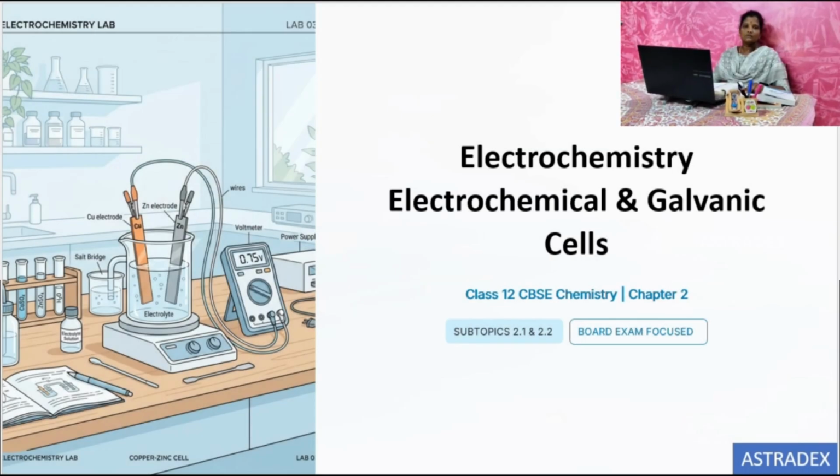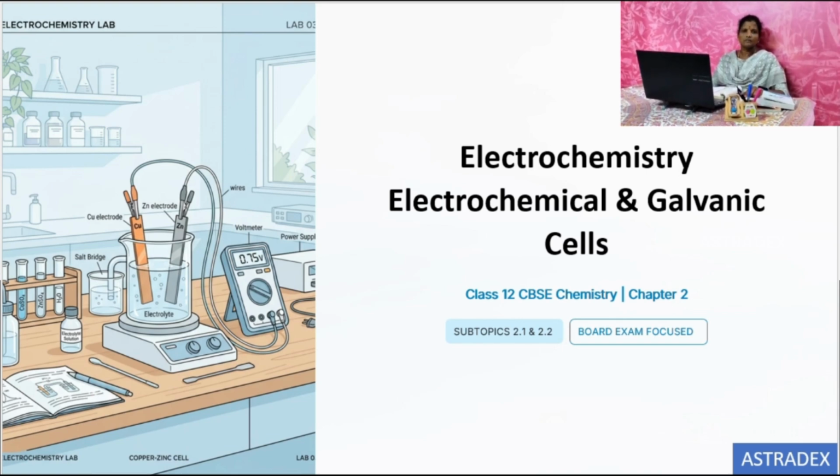Before moving to the class, let me tell you the lessons present and also their weightage. Solution 7 marks, electrochemistry 9 marks, chemical kinetics 7 marks, D and F block elements 7 marks, coordination compounds 7 marks, haloalkane and haloarene 6 marks, alcohol, phenol and ether 6 marks, aldehyde, ketone and carboxylic acid 8 marks, amine 6 marks, biomolecules 7 marks. So out of 70 marks, this electrochemistry lesson has more weightage, 9 marks.